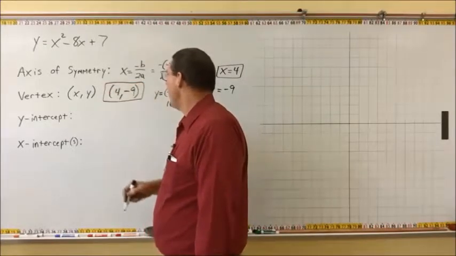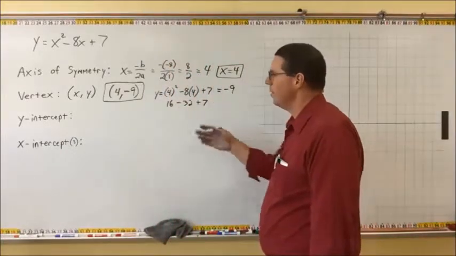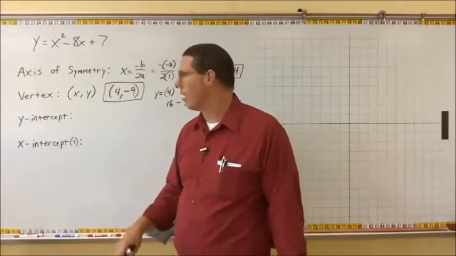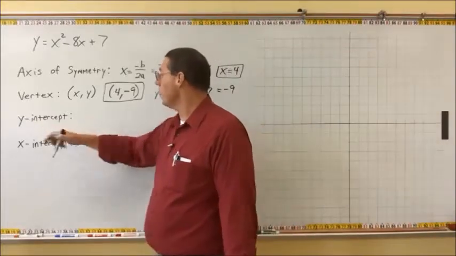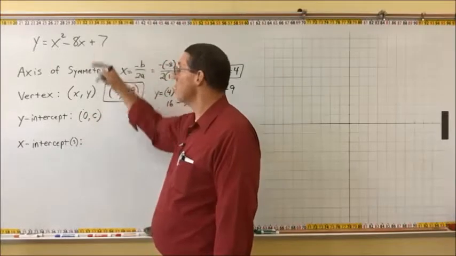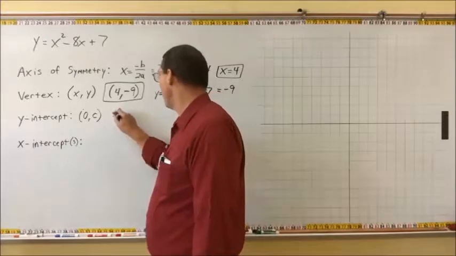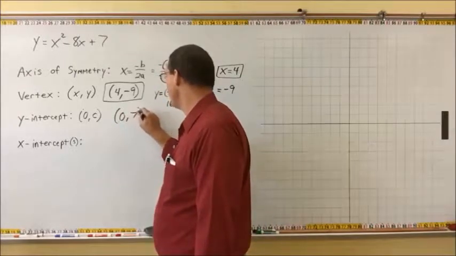All right? And now what we can do is we can actually start graphing this. Well, let's go ahead and find the rest of the information, then we'll start graphing. So then the y-intercept is always at the point 0, c. Well, what's c in this case? It's positive 7, right? So the y-intercept is at 0, 7.